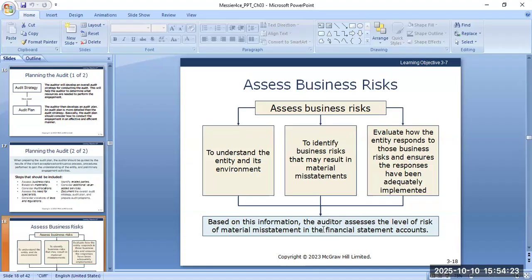Based on this information, the auditor will assess the level of the risk of material misstatement for the financial statement accounts. The options are either the risk is high or the risk is low. That is what we do when we assess the business risk.